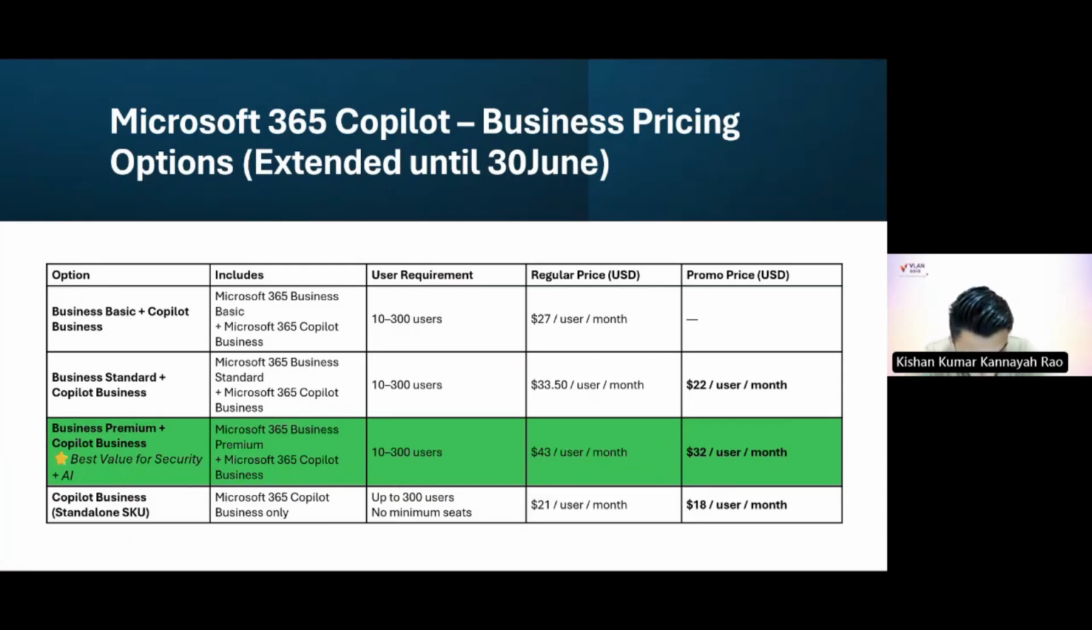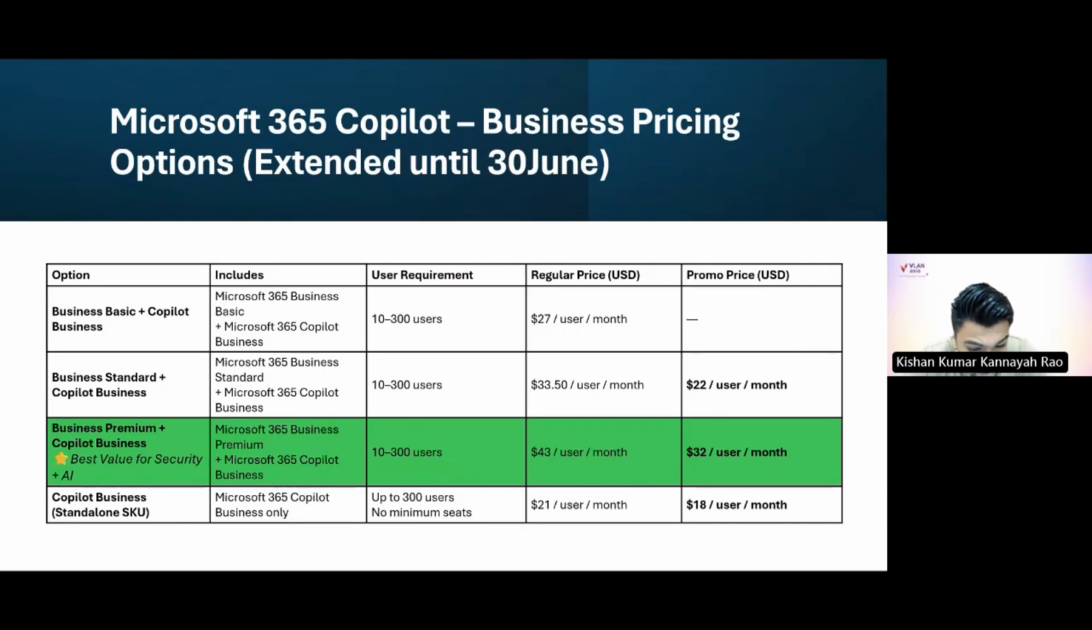But if you purchase Copilot Business, which is a standalone license, you need to purchase it for $21, which is the regular price. But the current promo price is actually $18, right? So $18 at the moment.